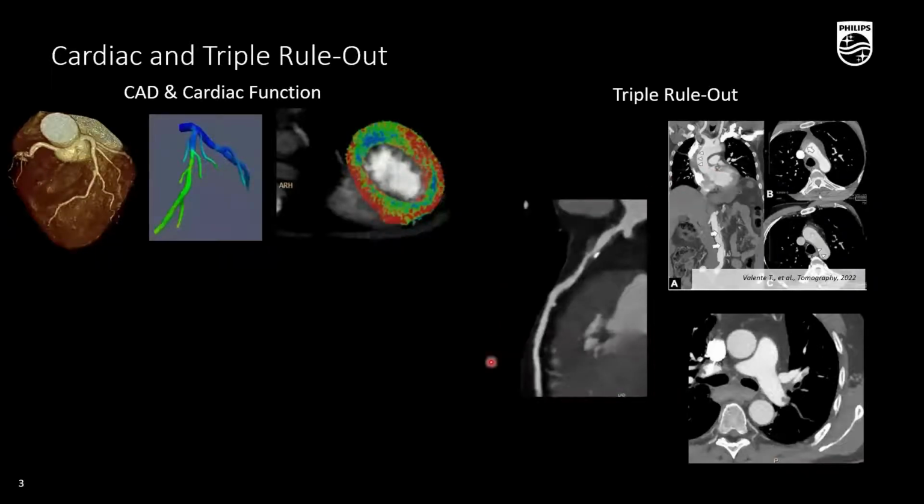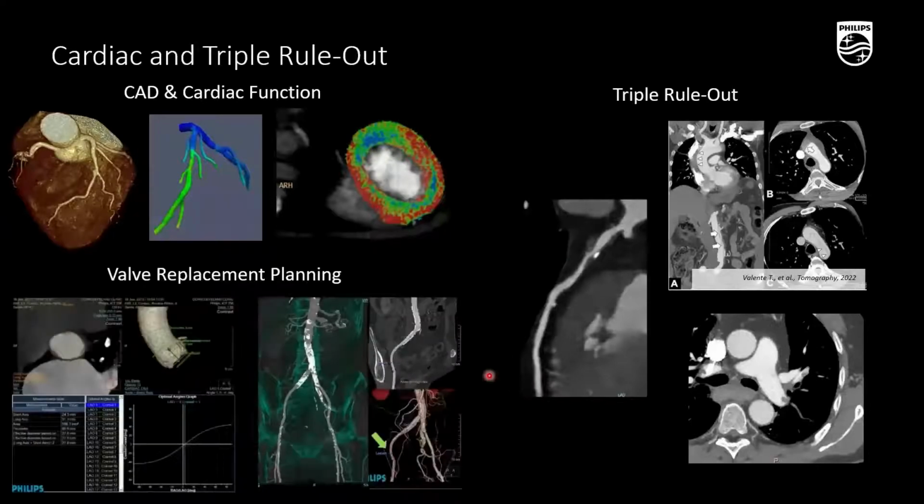Also in what's known as triple rule out, if a patient comes in with chest pain, you want to look with one CT scan at the possibility of a blockage of the coronaries, but also for example an aortic dissection, which you can see here in the aorta, where you have parallel blood flow because the aorta has become dissected, or a pulmonary embolism, where the pulmonary arteries are blocked because of an occlusion by a thrombus. And we also see in this area that CT is often used in planning. For example, valve replacements, planning for the replacement valves, or also the planning of the procedure itself, so getting through the vessels with the catheter to the right location.